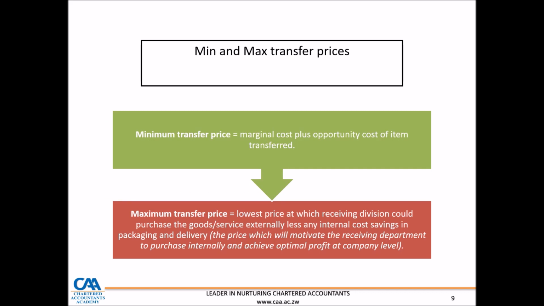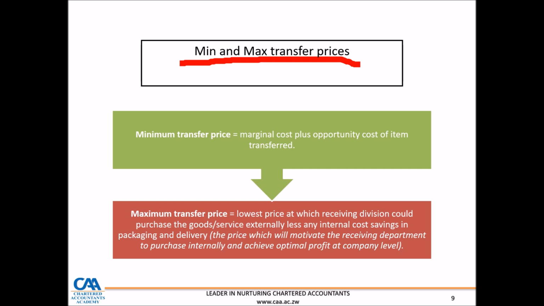Now, in practice, what are some of the major issues that arise from transfer pricing? The biggest question that needs to be answered is, what is the minimum price that the transferring division should accept to still be able to achieve more optimal production and profitability? And what is the maximum price that the receiving division should be willing to pay? So that is the dilemma. The transferring division is worried about the minimum price. The receiving division is worried about the maximum price.